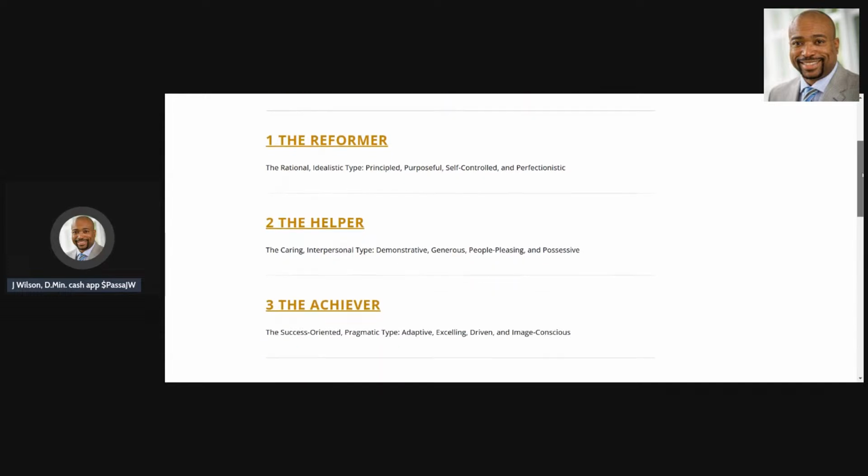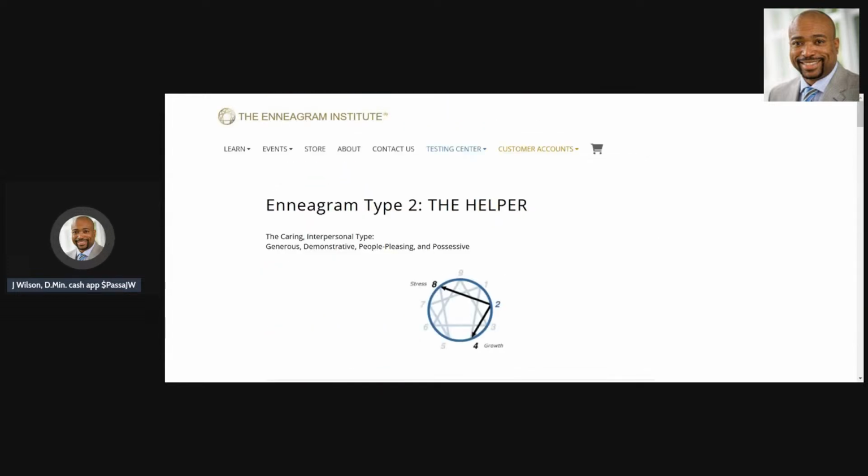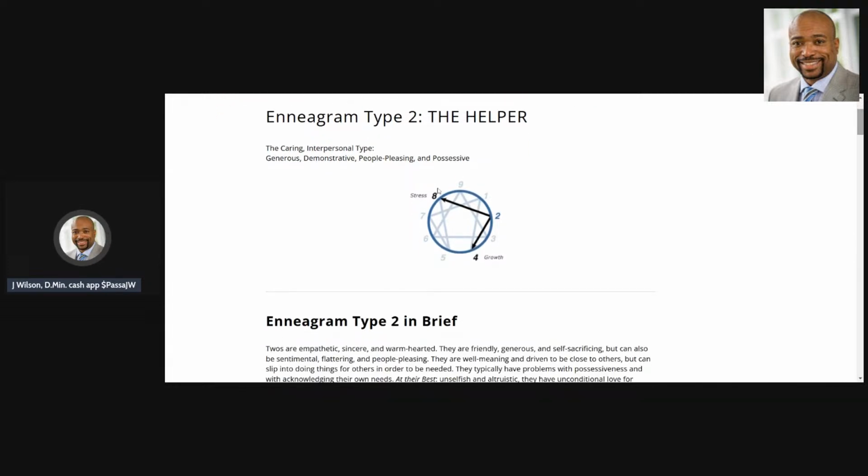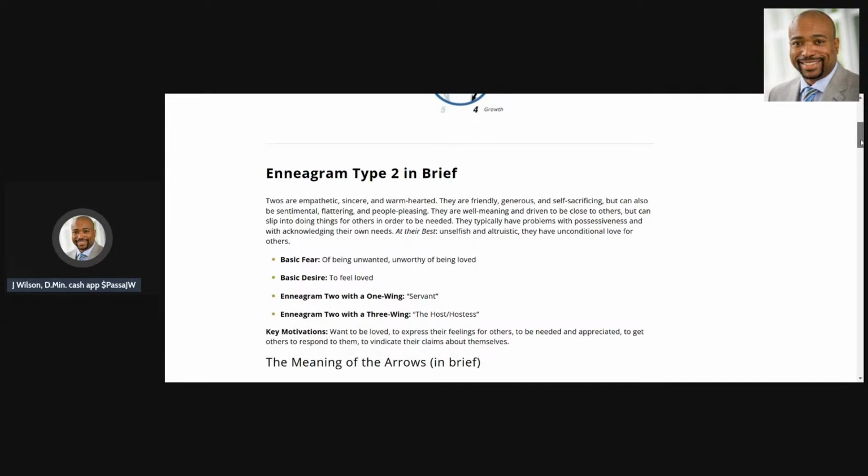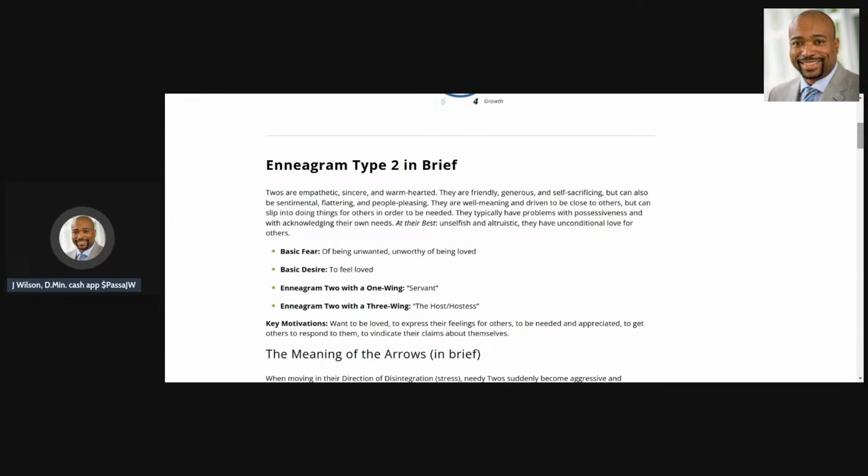The next one is the helper. Now, the helper is somebody I know. I know a lot of helpers. So the 8 and the 4. Stress is the 8 and growth is the 4. And the wings are 1 and 3. So the helper, 2s are empathetic, sincere, and warm-hearted. They are friendly, generous, and self-sacrificing, but can also be sentimental, flattering, and people-pleasing. They are well-meaning and driven to be close to others, but can slip into doing things for others in order to be needed. They typically have problems with possessiveness and with acknowledging their own needs.